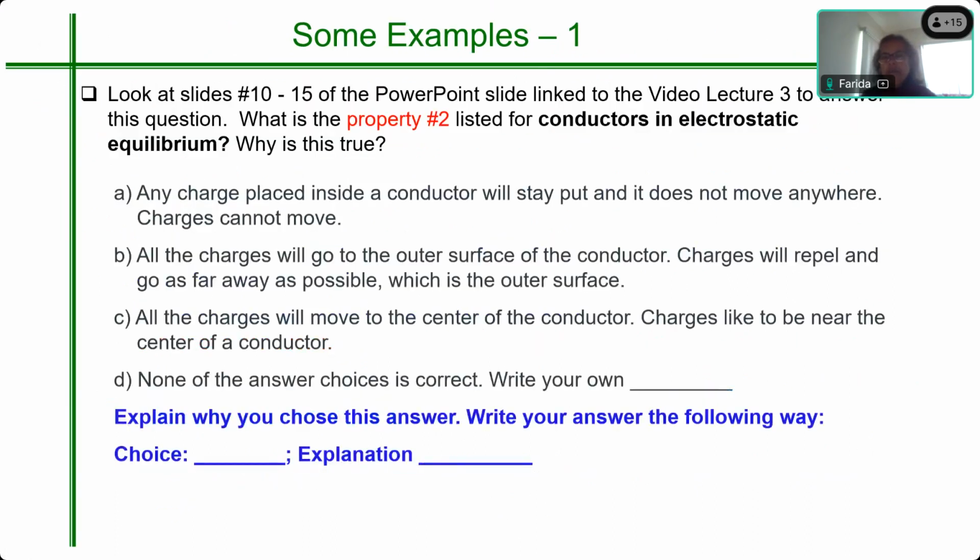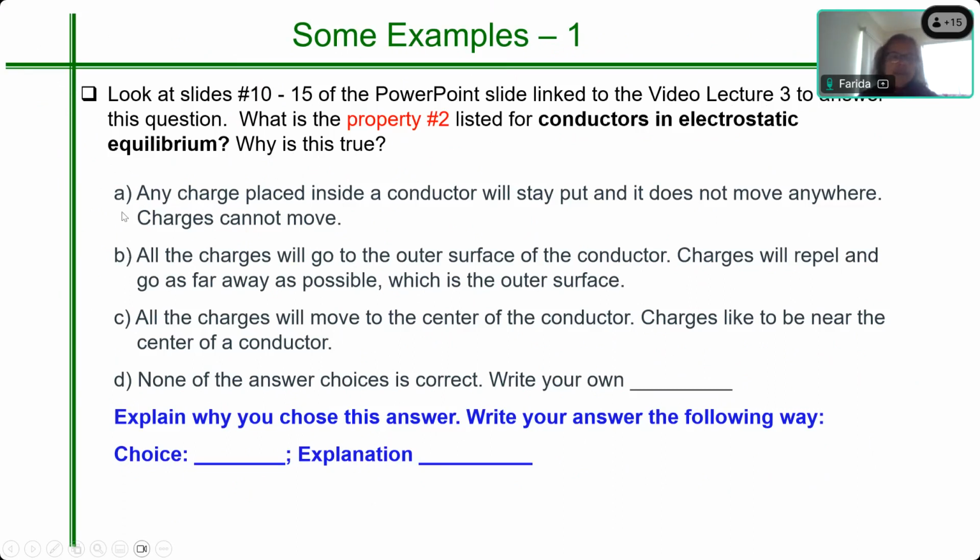Now, here is one of the examples. I've got 3 examples to show you. So here is a question that I had asked them in one of those video lecture quizzes. I call them video lecture quizzes because I have videos that I already made, pre-recorded, but also their PowerPoint slides. So I tell them which slide number, which video lecture number, and in one of the slides there's something called property number 2, which talks about conductors in electrostatic equilibrium. And why does property number 2 work?